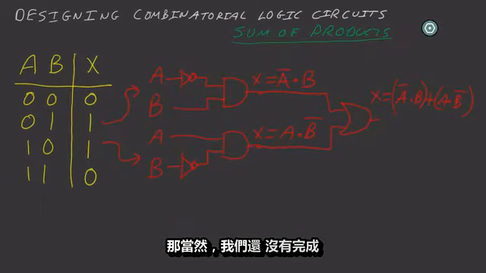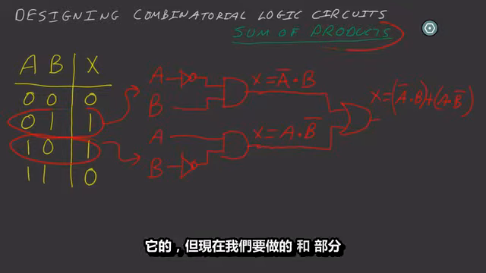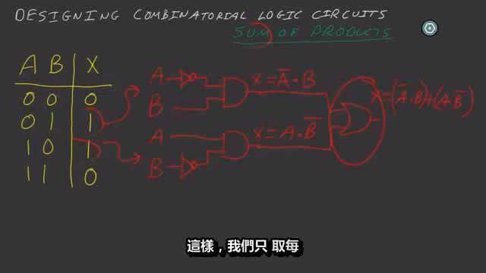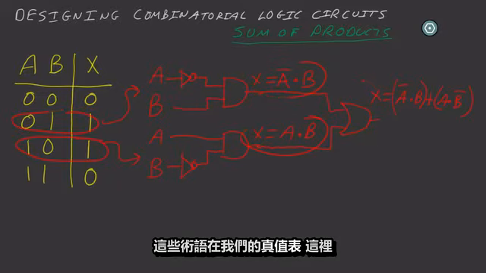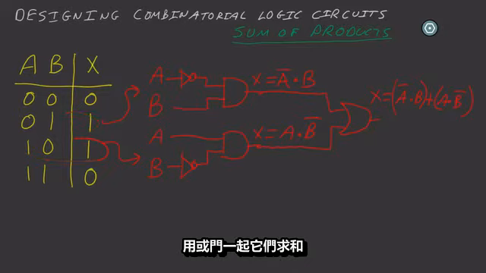But of course we're not done yet. We've done the product part of this, so each one of these is essentially the product aspect of it, but now we have to do the sum part, and we do that using an OR gate like this. We just take each expression that we got from each one of these terms in our truth table, and then we just OR them together, or sum them together with an OR gate, to give us a final expression like that. Bingo!